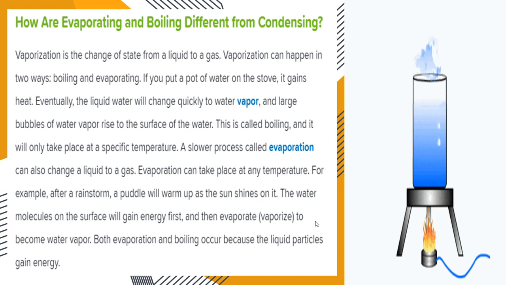This is called boiling, and it only takes place at a specific temperature. And what is that temperature? Remember, we talked about that a few minutes ago. 100 degrees Celsius. A slower process called evaporation can also change a liquid to a gas. Evaporation can take place at any temperature. For example, after a rainstorm, a puddle will warm up as the sun shines on it. The water molecules on the surface will gain energy first and then evaporate. And another word for evaporate is to vaporize, to become water vapor.